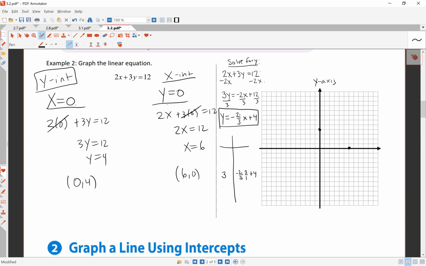If x equals 3, negative 2/3 times 3 is just negative 2 plus 4, which is 2. So that's 3, 2. See how we're not getting any more fractions there? This was my goal. I'm going to plug in negative 3 as well. The 3's cancel, and I have positive 2 plus 4, which is 6.